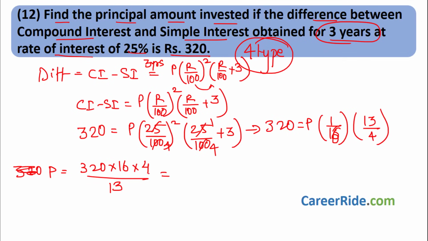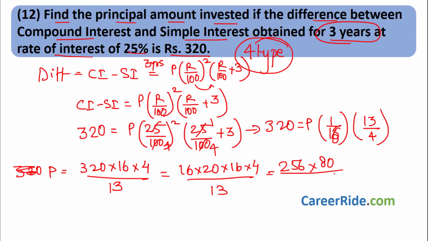Now this looks difficult to calculate, but there is an easy way of simplification. We know what 320 is. It is 16 into 20 into 16 into 4 upon 13. 16 square we know is 256, and 4 2s are 8. So 4 into 20 is 80 divided by 13. Now 8 into 256. 256 2s are 512, so 512 2s are 1024. So 256 4s are 1024, and 256 8s are 2048. We have 2048 and this 0 of 80 divided by 13.